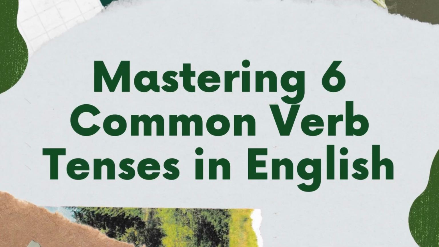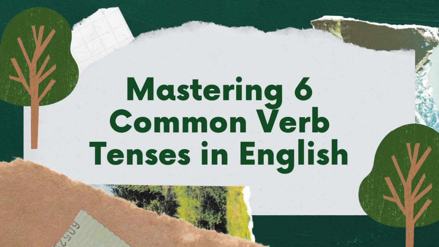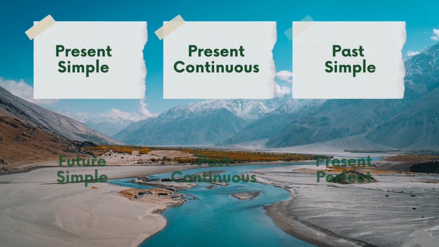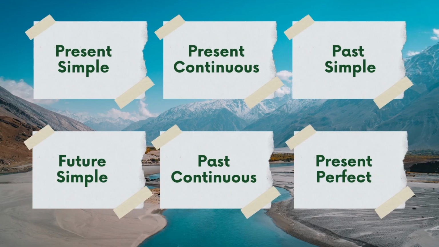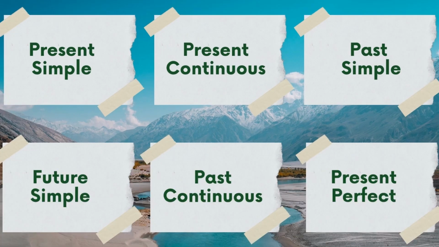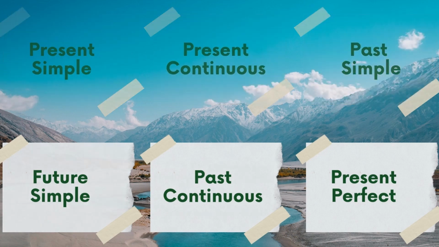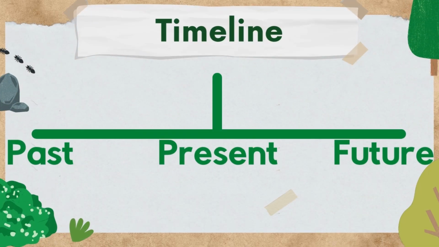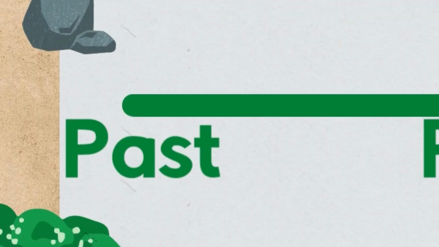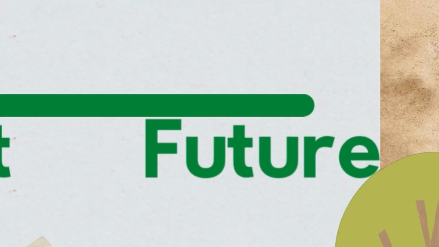We're going to learn about the 6 most important verb tenses in English. The present simple, the present continuous, the past simple, the future simple, the past continuous, and present perfect. For each verb tense, you will see where it falls on the timeline between past, present, and future.